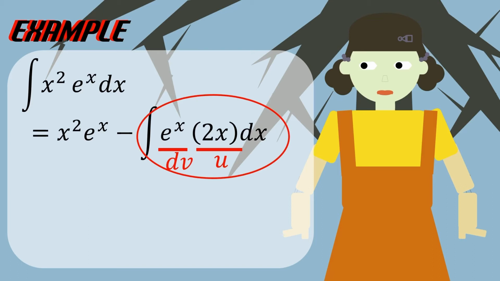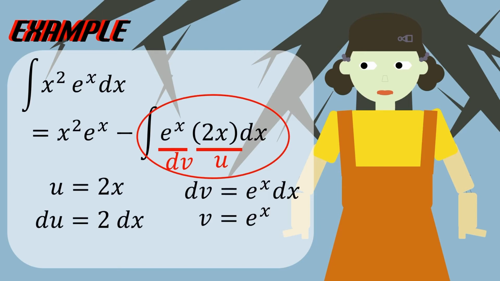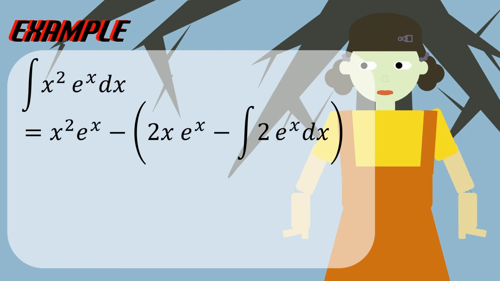I'm going to make u is 2x and dv is e power of x dx. du is going to be 2 dx and the integral of dv is simply e^x. So we're going to have x squared e^x minus 2x e^x minus integral 2 e^x dx.